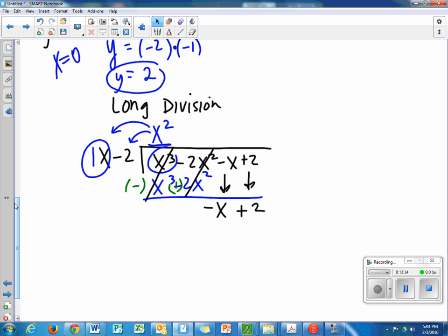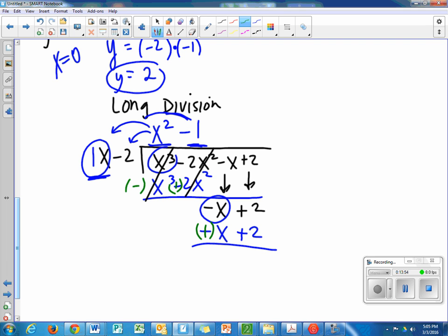Same thing, ask yourself now, 1x times what gives us negative x? It's going to be -1. So once again, distribute to each term. So you get negative x, and then you have plus 2. Once again, change the sign, and look at that. They cancel, it's 0. So this here, once again, is your other factor.